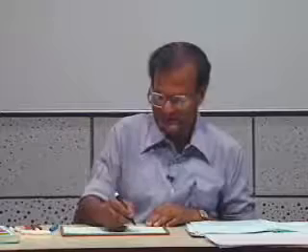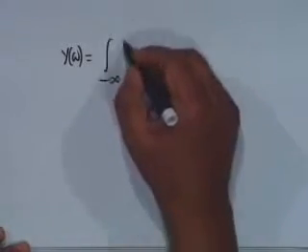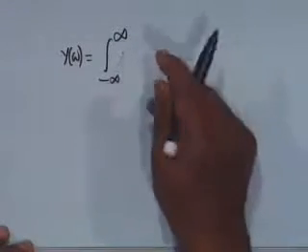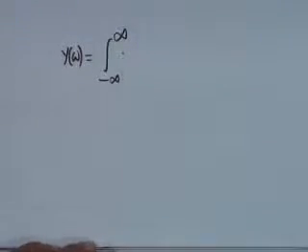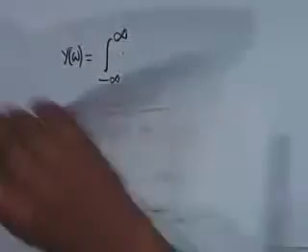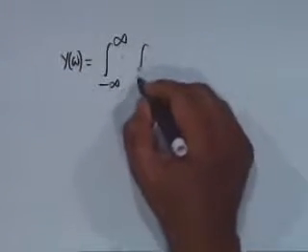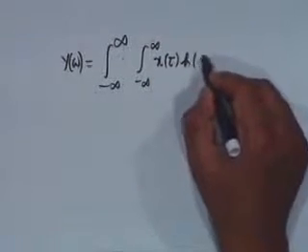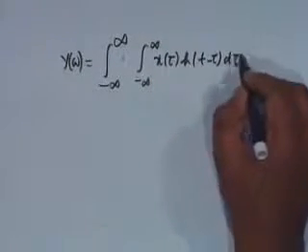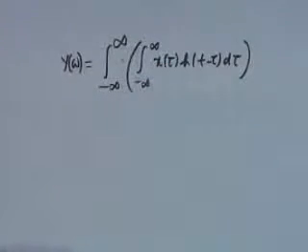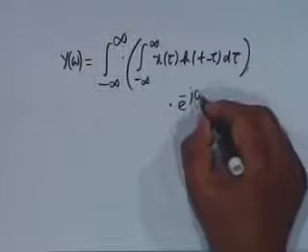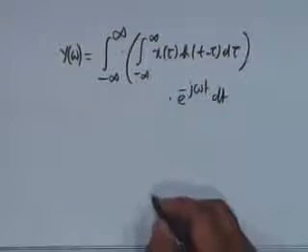Such tricks shall be exercised many times, so please do follow this carefully. Minus infinity to infinity, we had another integral, minus infinity to infinity x of tau h of t minus tau d tau. All right, this is my y of t. Then I multiply by e to the minus j omega t and dt.